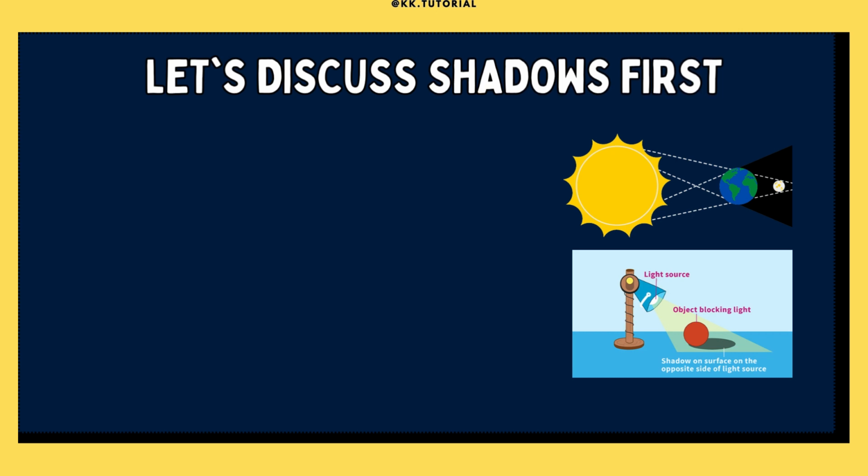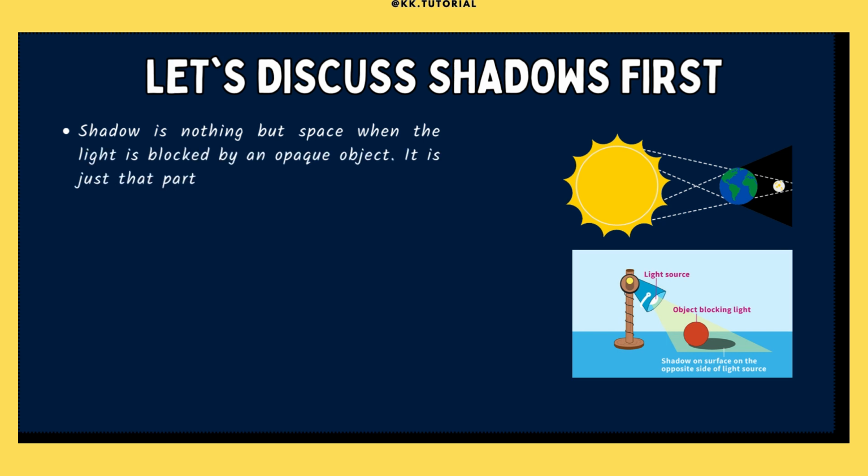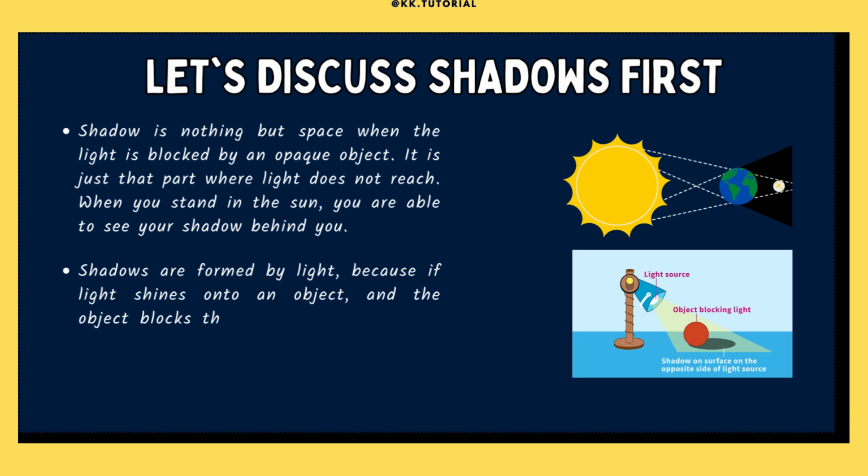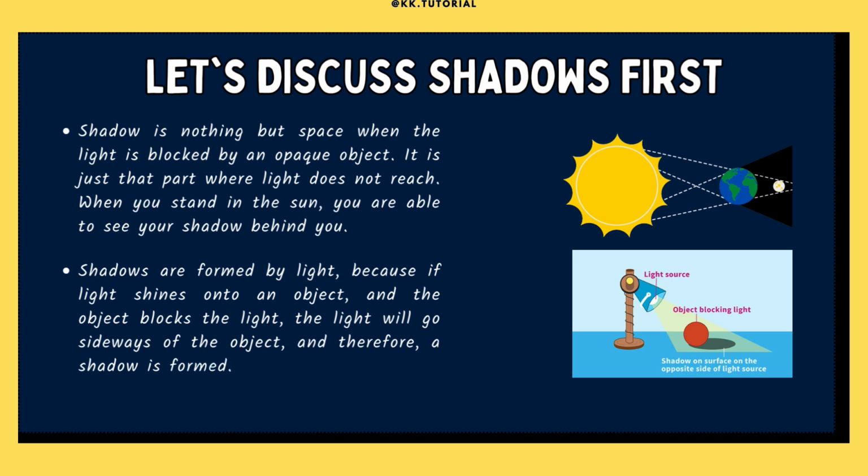So my dear students, a shadow is nothing but the space where light is blocked by an opaque object. It is just that part where light does not reach. When you stand in the sun, you are able to see your shadow behind you. Shadows are formed by light: if light shines onto an object and the object blocks it, the light will go to the sides of the object, and therefore a shadow is formed.